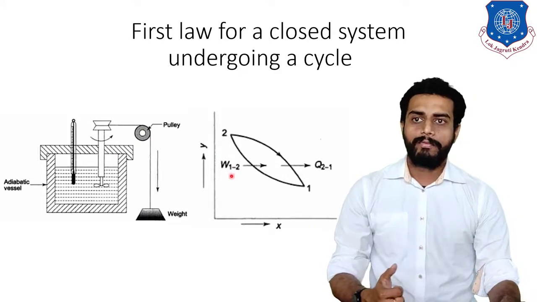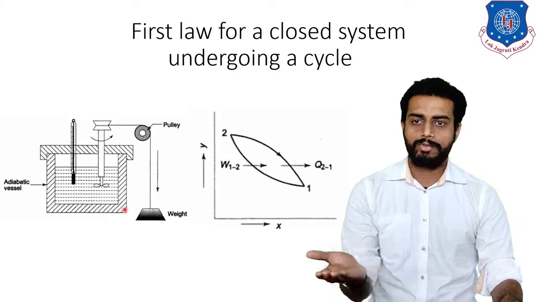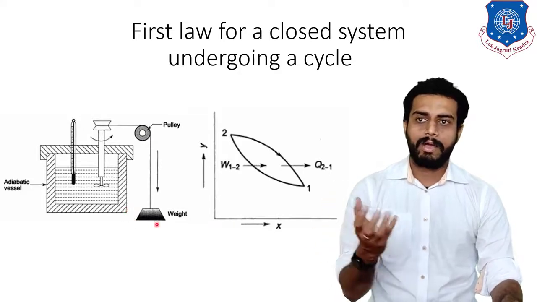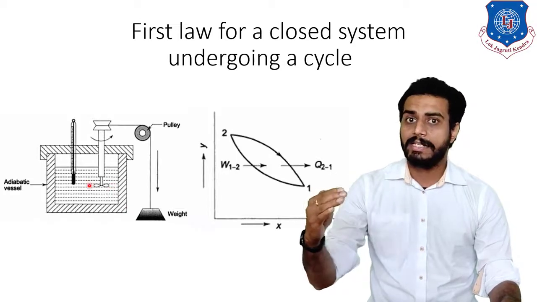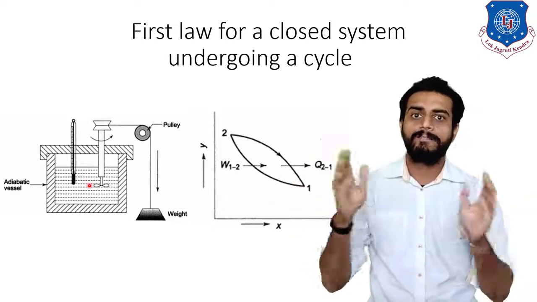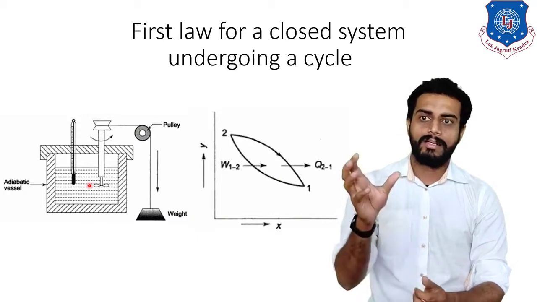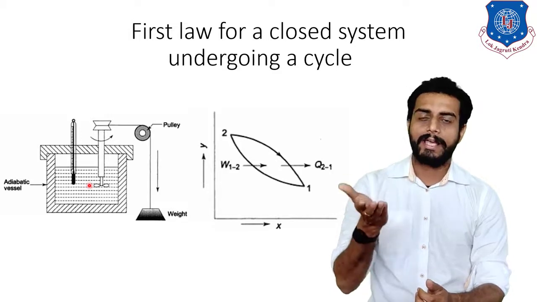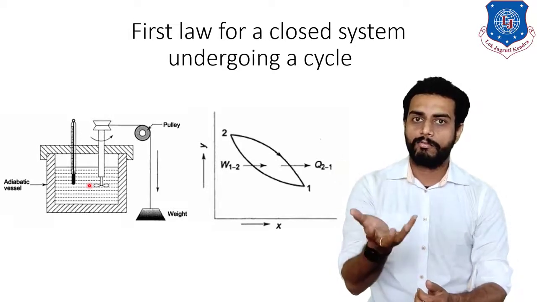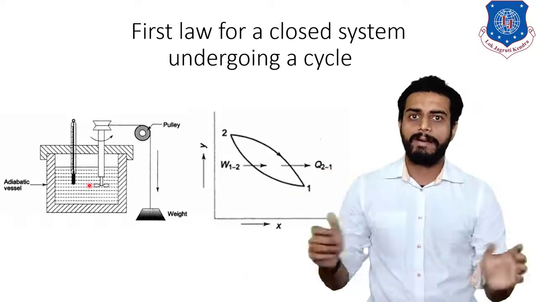Further, now what we will do: the weight has reached the bottom side, right? Now the water has gained a new state. Now we are removing the adiabatic walls. You know that at point number 2, the temperature of the water is somewhat higher, or the internal energy of the molecules of water is somewhat higher, due to the work transfer. Now we are removing the adiabatic vessels.